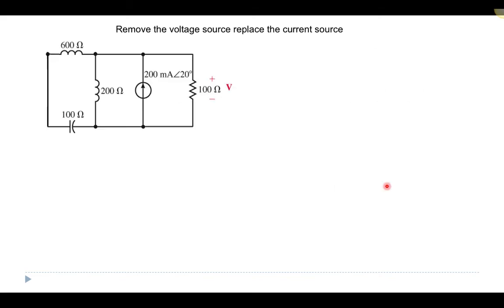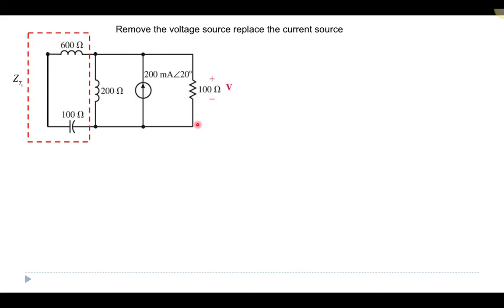So now I'm going to remove the voltage supply that was here and replace it by a short, and I'm going to insert the current supply back in. So here's my current supply, and I want to analyze this circuit again and figure out what is the voltage across this 100 ohm resistor.